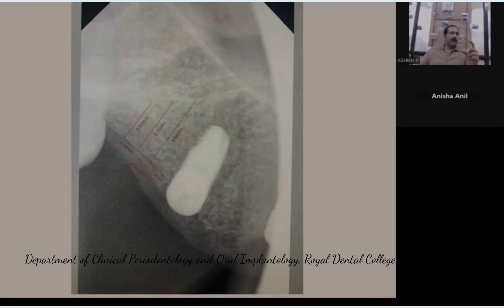So after your pilot drill, you're going to use expanders. So that means 2 is already covered with bilateral. So what are your diameters of implants? Sorry, the expanders.